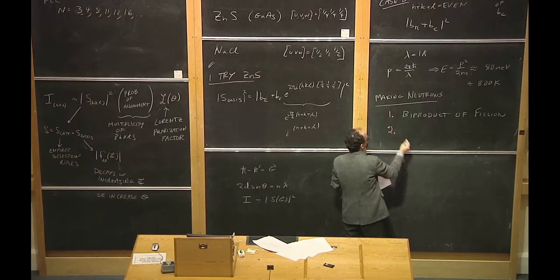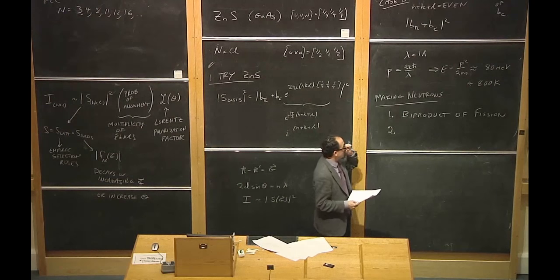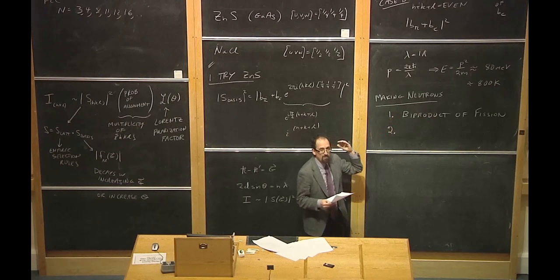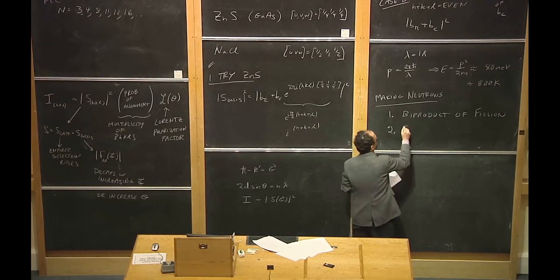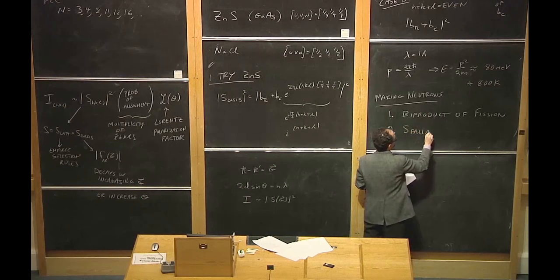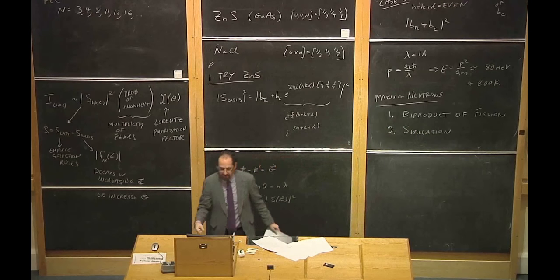There's a more favored method for making neutrons, because people don't like to have atomic reactors in their backyard these days. And in fact, it's a more efficient method as well, which is known as spallation. And that's what this source is. This neutron source is a spallation source.